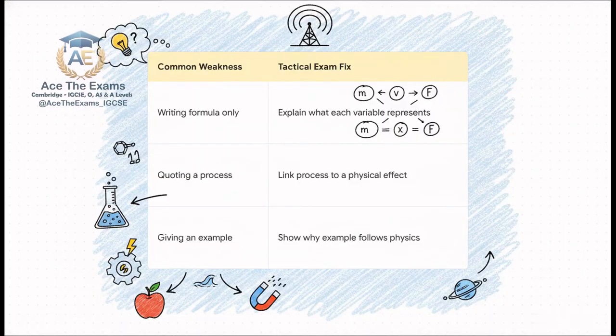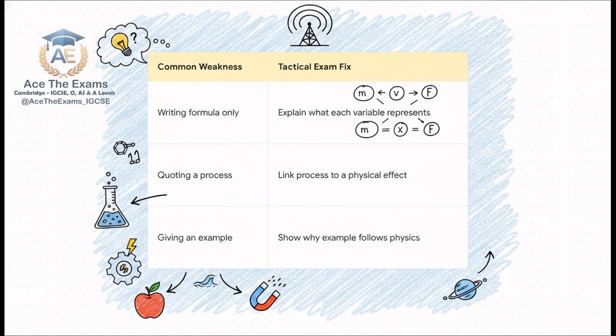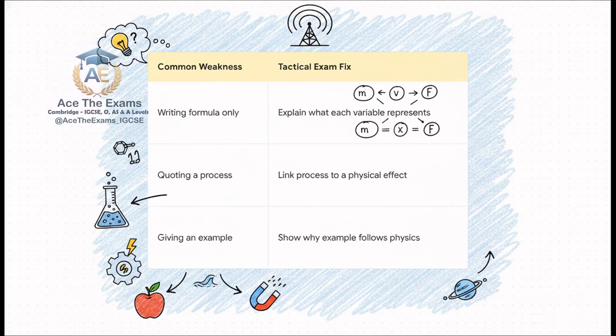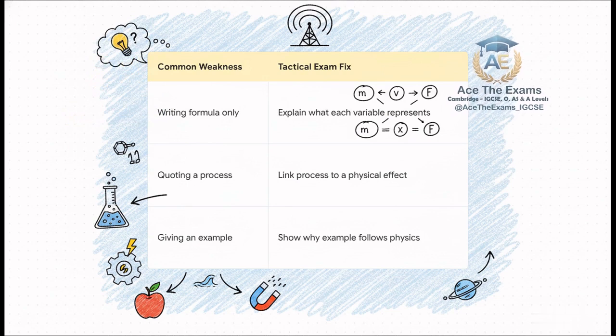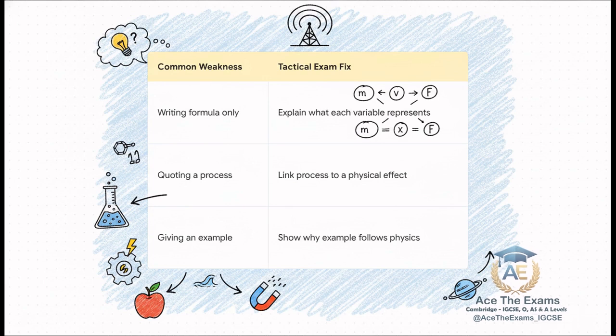Now, what's incredibly powerful about what we're looking at right now is our examiner's radar. We directly mapped the exact specific flaws that are losing you marks to the precise tactical fixes that will guarantee your success. Listen to this. If your weakness is just slamming down the correct formula and hoping for the best, your tactical fix is to explicitly write out and explain what every single variable represents. If you catch yourself vaguely quoting a process, your instant fix is to link that process directly, without hesitation, to a physical effect. And if you drop a real-life example into your paragraph, you absolutely must show exactly why that example follows from the core physics.